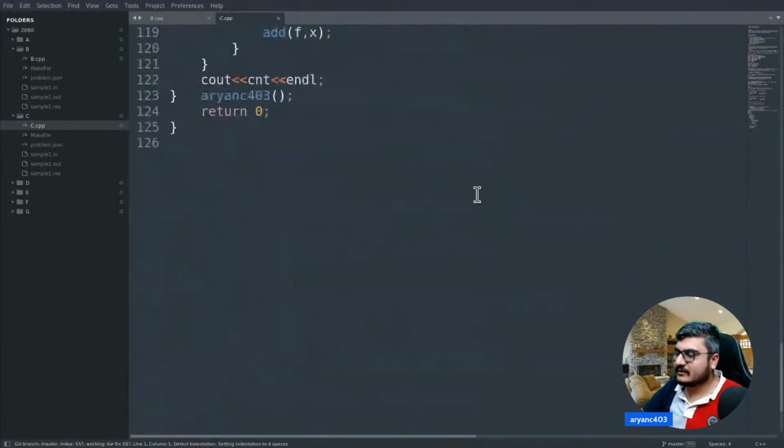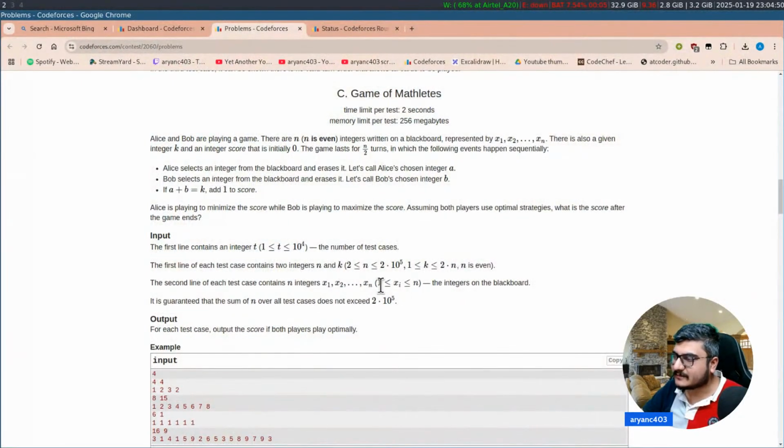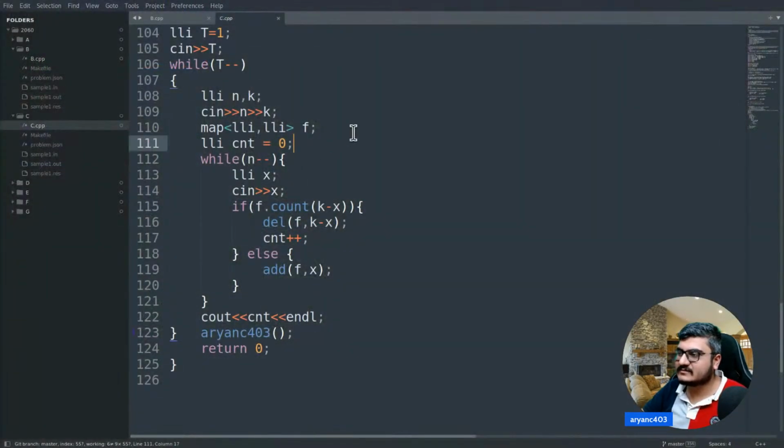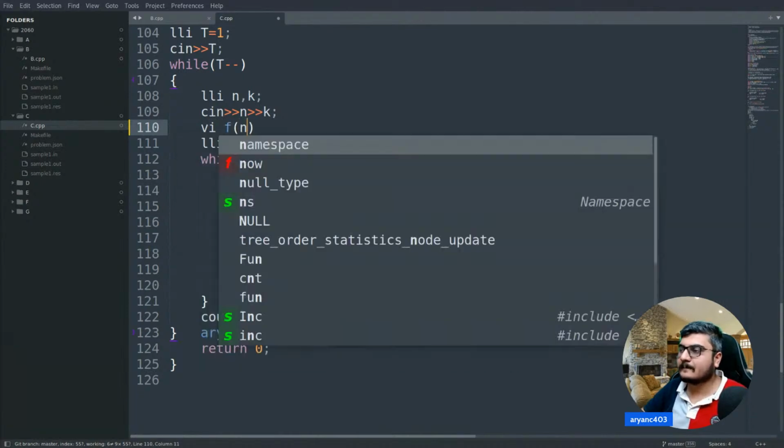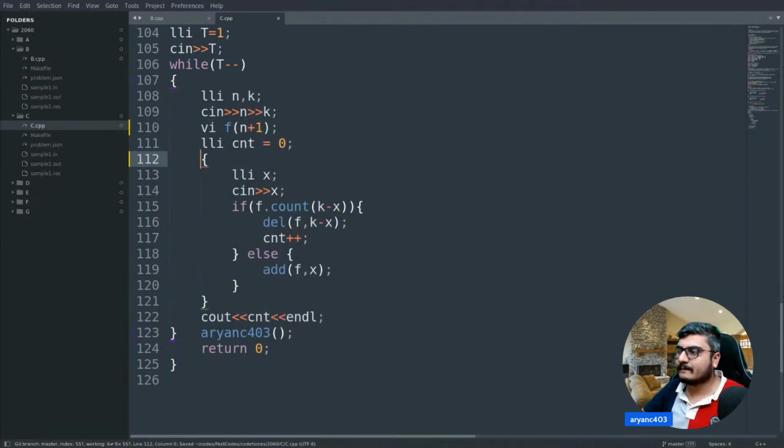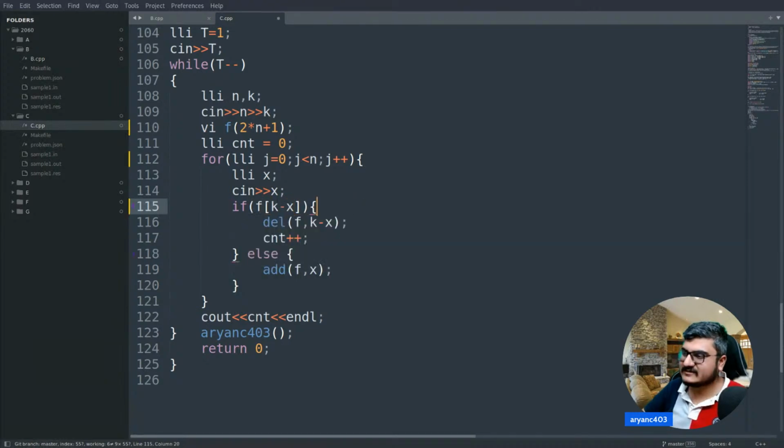One important constraint was that all the numbers are between 1 and n only, so we can maintain one array of size 2n, because x is up to k only. You read n. If f of k minus x is present, you decrease that by 1 and increase your count. Otherwise, you increase x, and you can print whatever pairs you have got.